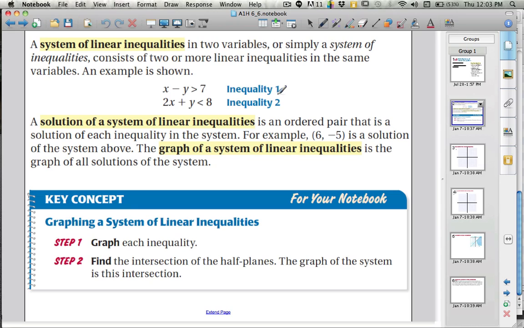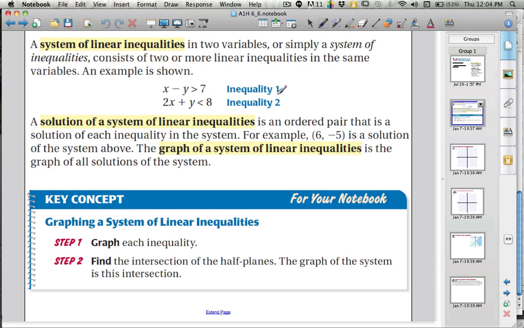The solution of a system of linear inequalities is an ordered pair that is a solution to each inequality of the system, in the same way that a solution of a system of linear equations would be. This is the same. So again, we can test the ordered pair, and we're looking for a true statement. If we get a true statement out of each inequality when we test the ordered pair, then we know that it's a solution.